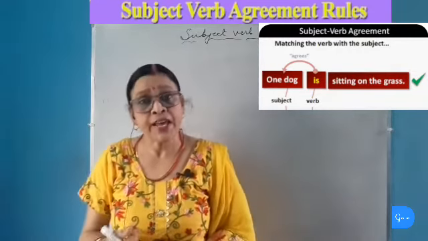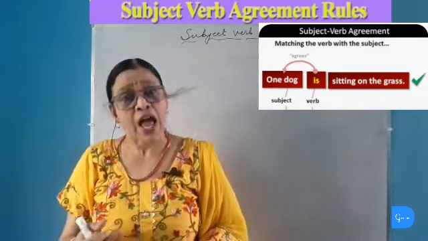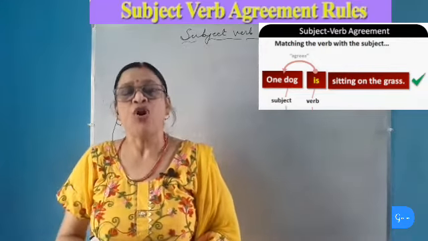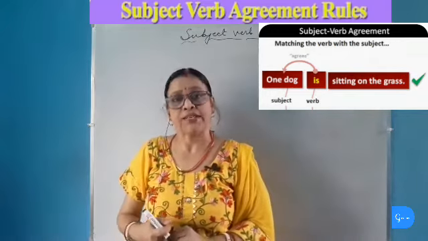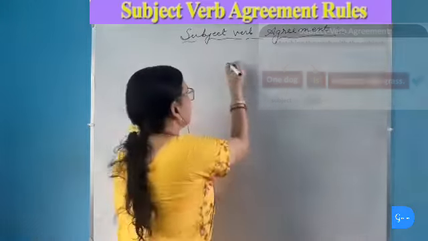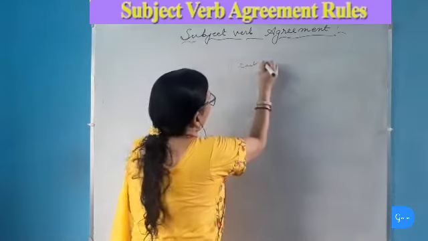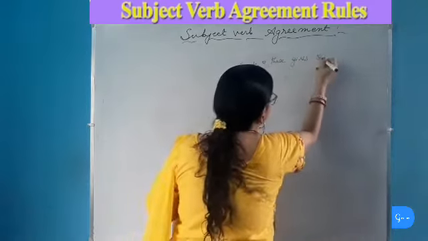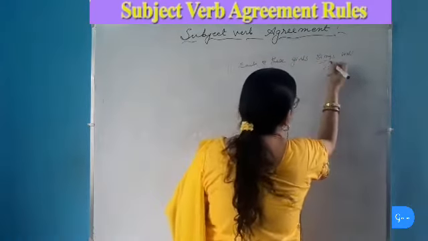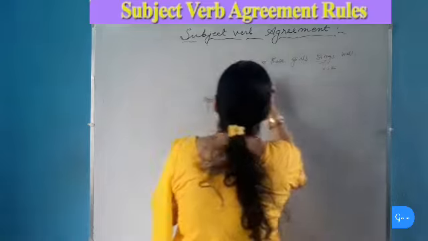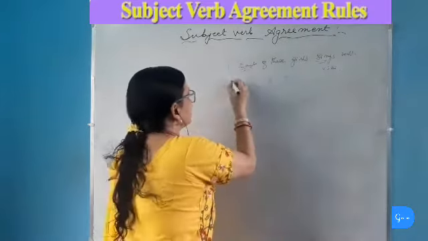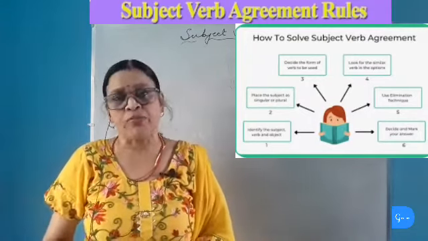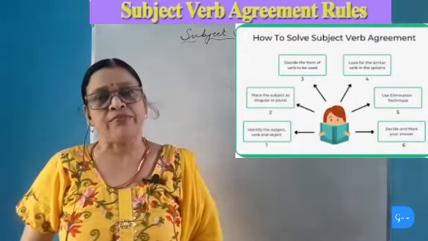Next point: each, either, every, everyone, anyone, neither always takes a singular verb. For example, each of these girls sings well. Here sings is a singular verb because the sentence contains each. Again, either of the two candidates is perfect for the job. Again, it is taking a singular verb.